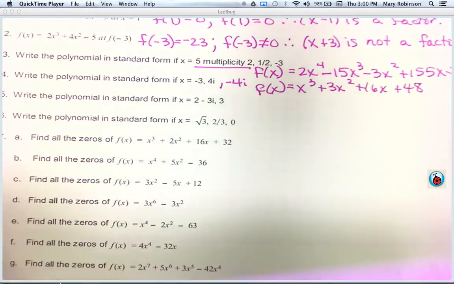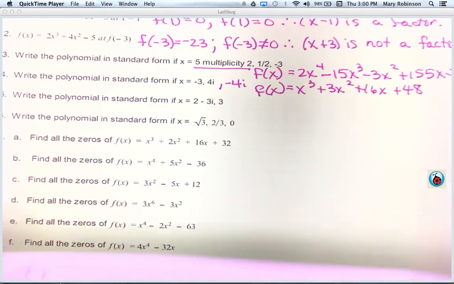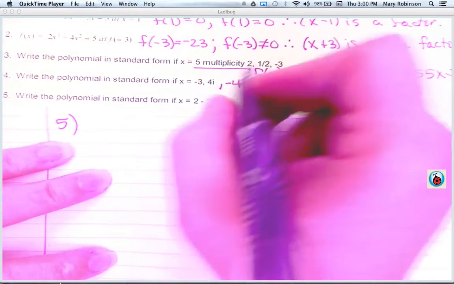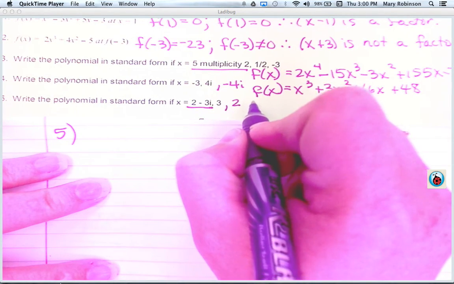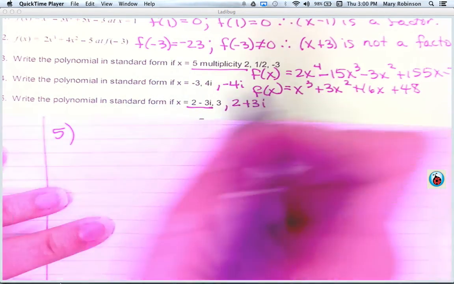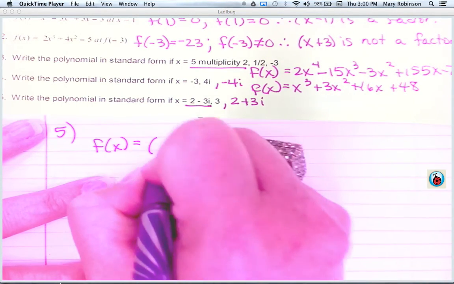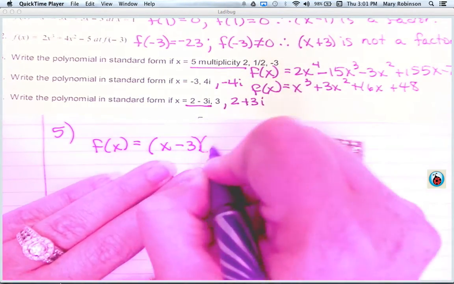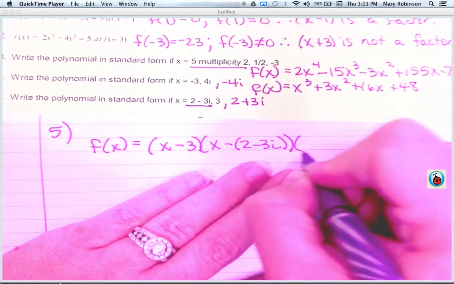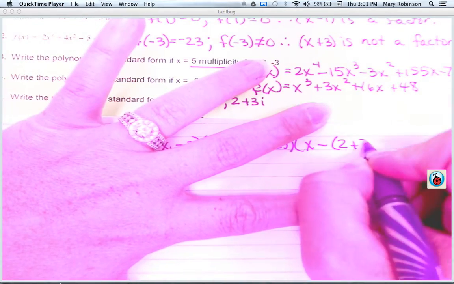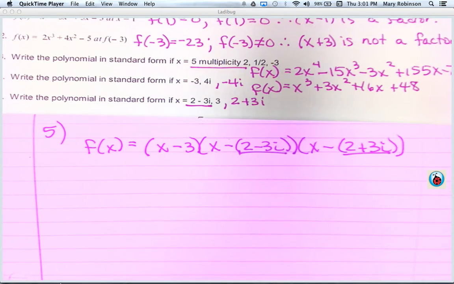All right, for number 5, we should recognize that 2 minus 3i is a root, so therefore its conjugate 2 plus 3i is also a root. So when I write this in factored form, I'll start with my real value, x minus 3, then x minus the quantity 2 minus 3i, and x minus the quantity 2 plus 3i. So 2 minus 3i and 2 plus 3i are conjugates.